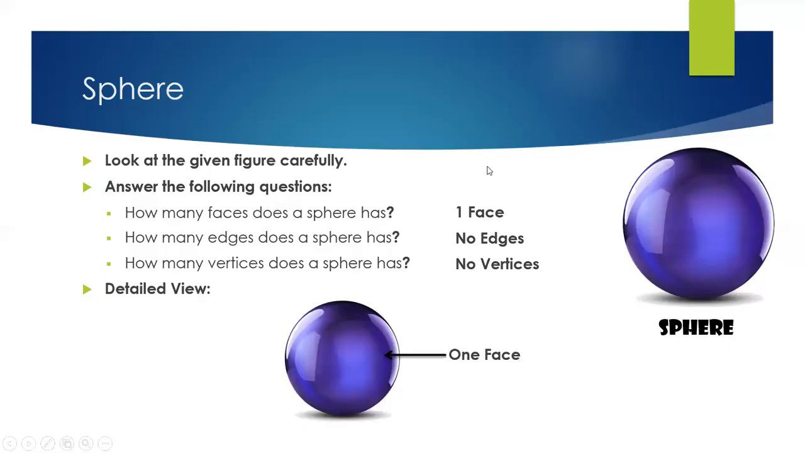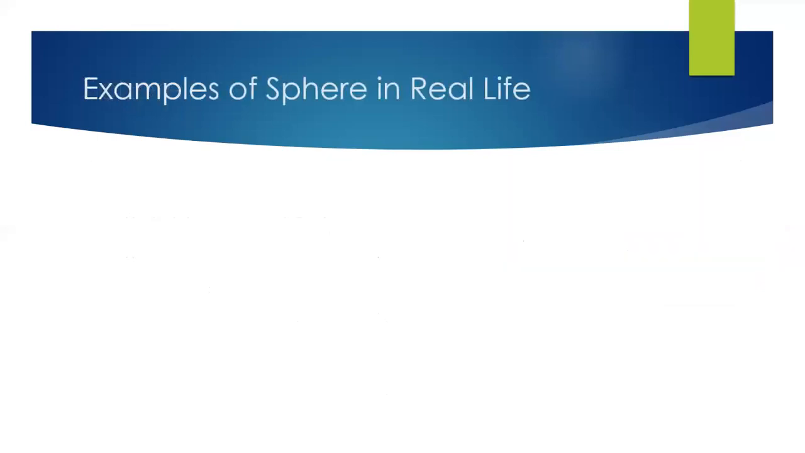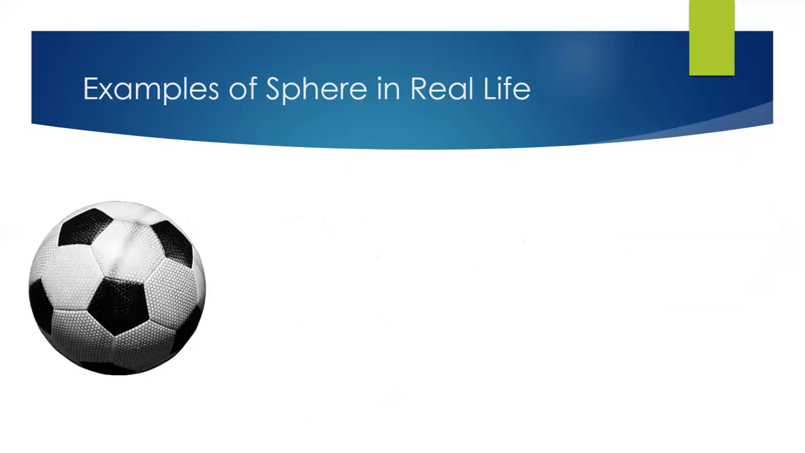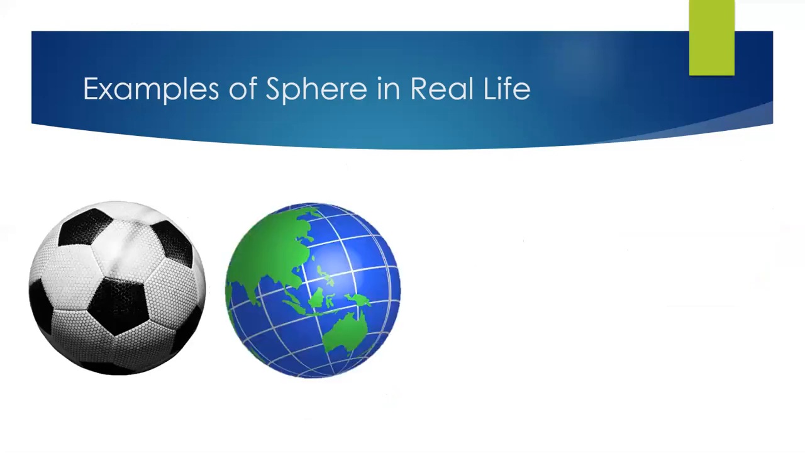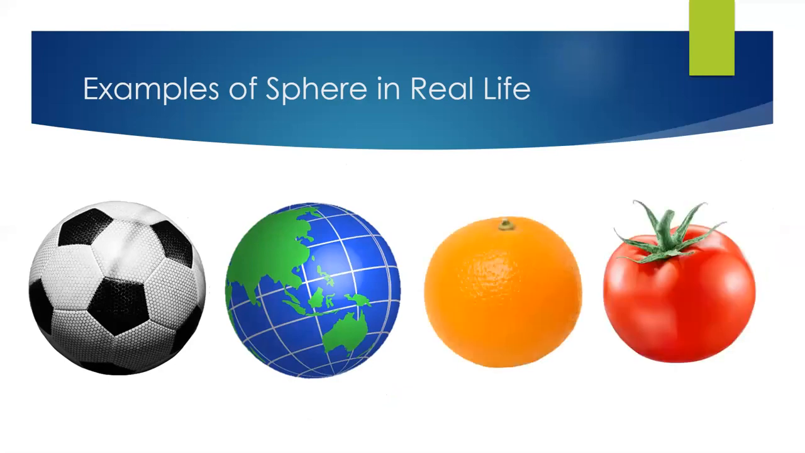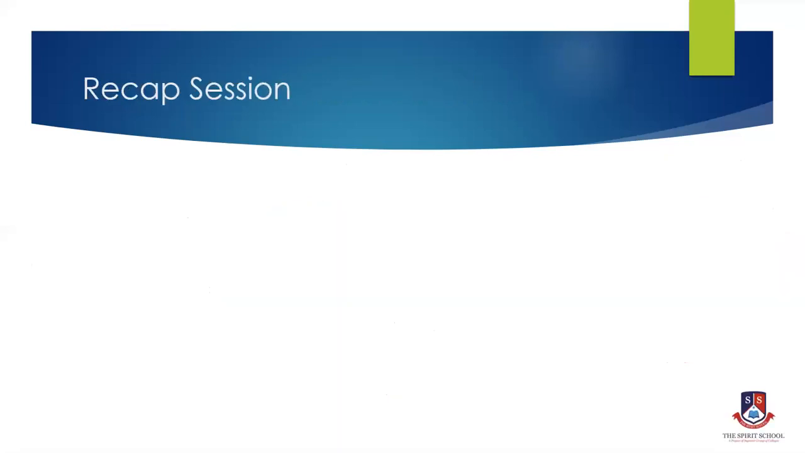Now let us see what are the examples of sphere in real life. You can see a sphere in the form of a football. A globe is a very good example of sphere. Similarly, your orange, apple, potato, tomato, and more. There are plenty of examples of sphere in real life, and there are too many to count.